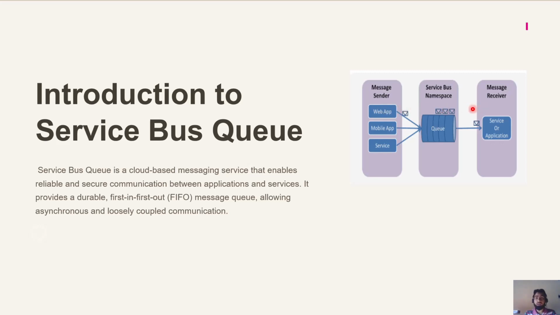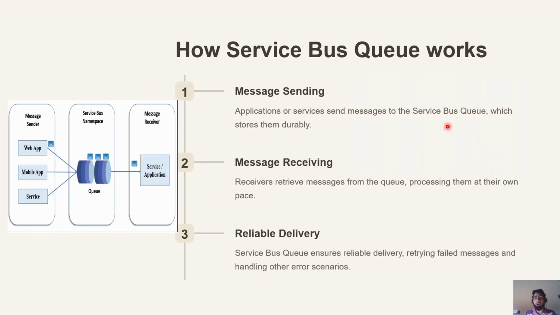So here you can see this is our service bus queue, where we are receiving a record from a web app, mobile app or services, and using that service bus queue we can send it to a receiver. So let's dig more into how it works in the next slide.